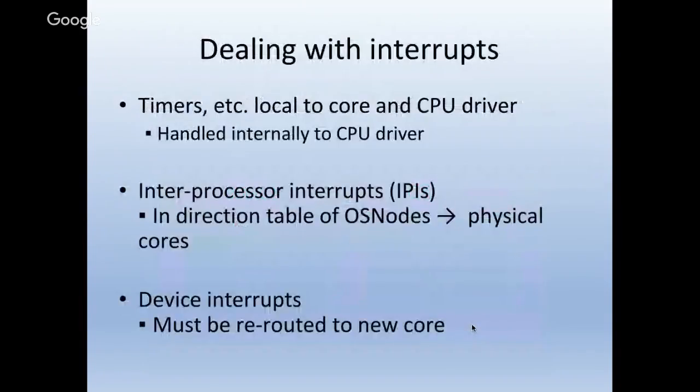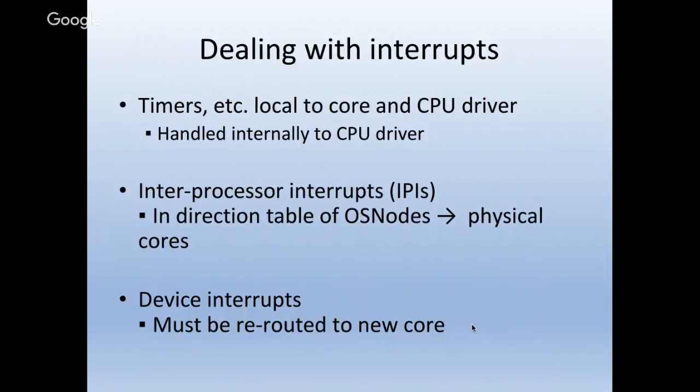Also, I want to talk about interrupts and how we can deal with them. In general, we distinguish 3 types of interrupts in the system. First, interrupts handled local to cores and the CPU driver, like timers, and interprocessor interrupts which are sent between OS nodes, and also device interrupts.